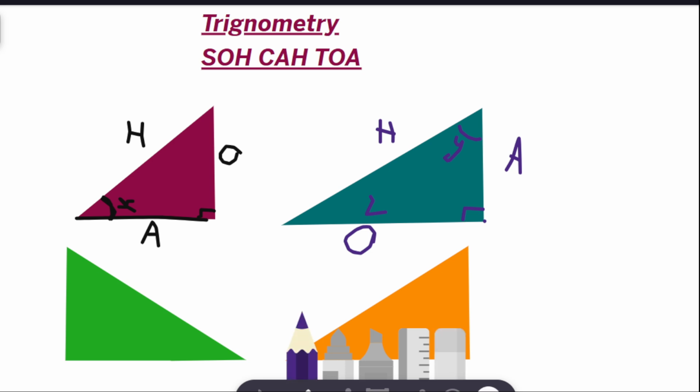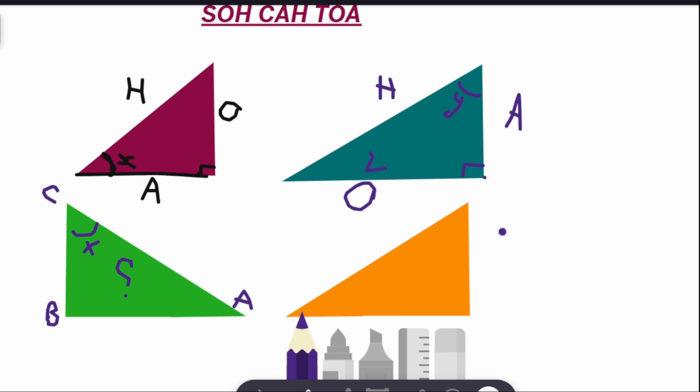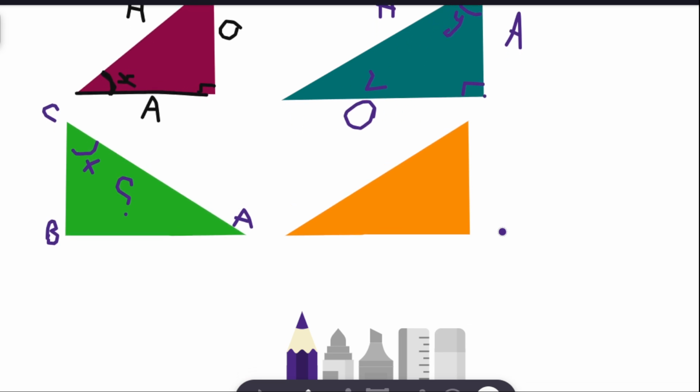X is here, and this is A, B, C. In the comments, tell me which side is the adjacent, which side is the opposite, and which side is the hypotenuse. Now let's go to the next step on SOH CAH TOA.